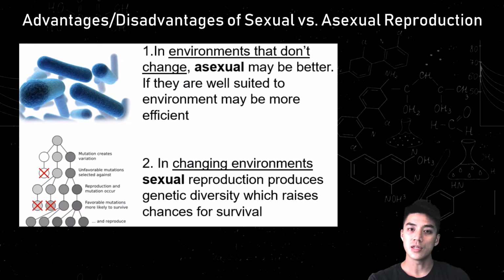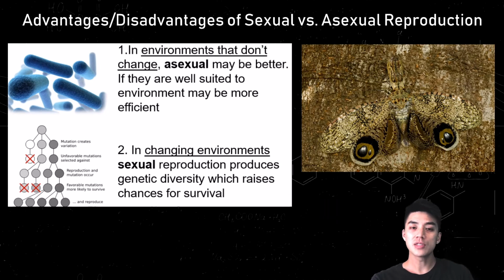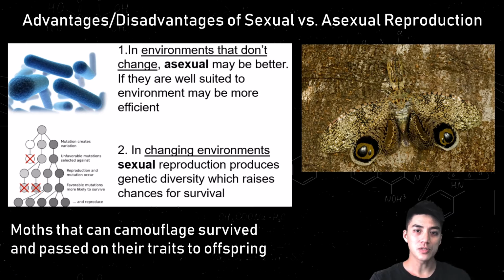For example, in environments that are unchanging, asexual reproduction might be better because the species are more well adapted to producing efficiently. In environments that are changing, sexual reproduction might be better because it allows for genetic diversity and it improves the chances of survival. For example, populations of moths that couldn't blend into their environment were eventually hunted off by predators and their numbers went away. However, populations of moths that could camouflage into tree bark had higher chances of survival, and they were able to pass on their genes to offspring.